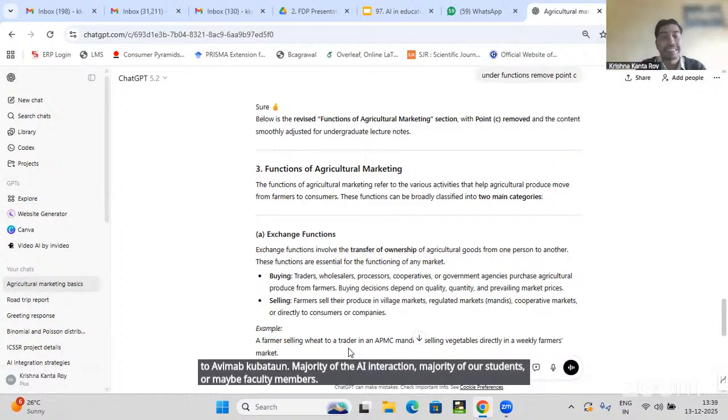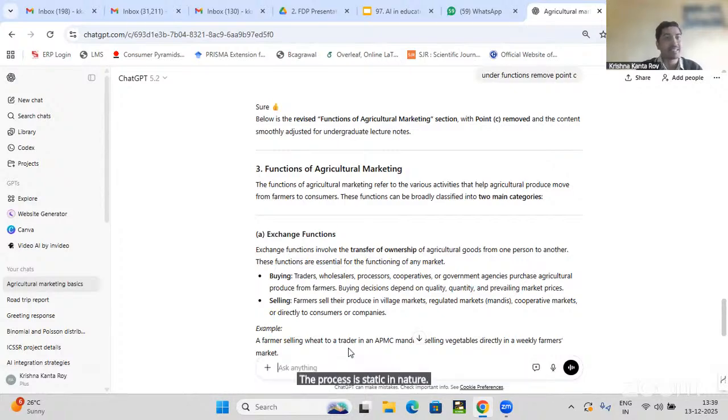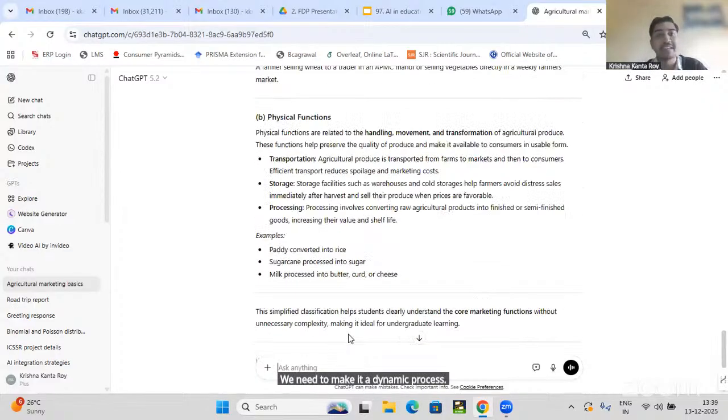process is static in nature. Static, when I say static in nature means उन्होंने एक prompt दे दिया, कुछ आ गया, मैंने ले लिया, end of the matter. हमें क्या करना है इस process को? We need to make it a dynamic process. Means we need to keep on interacting with AI.